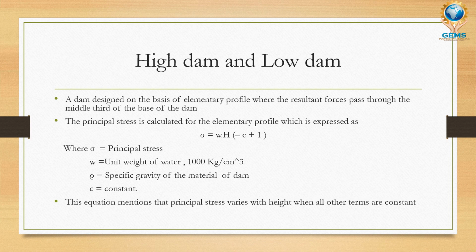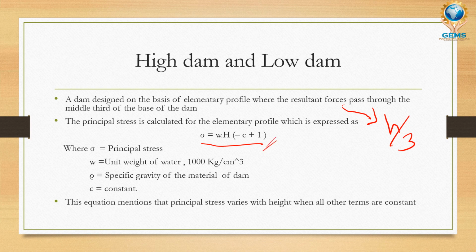You can see from the previous slides, in the various pressures acting on the body of the dam, this value h by 3. This is where the resultant forces act, at this height. And the principal stress calculated from this elementary profile is sigma equal to W into H into minus C plus 1. This is an important equation, you should know this.